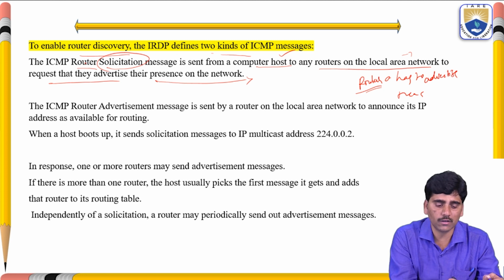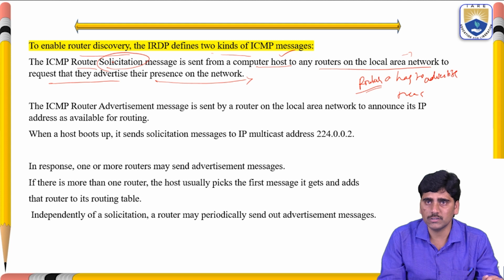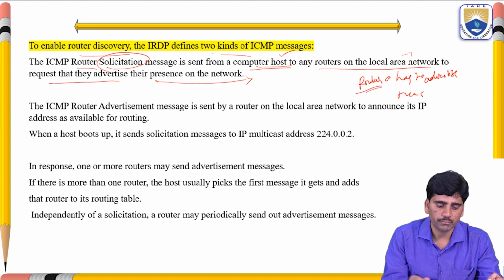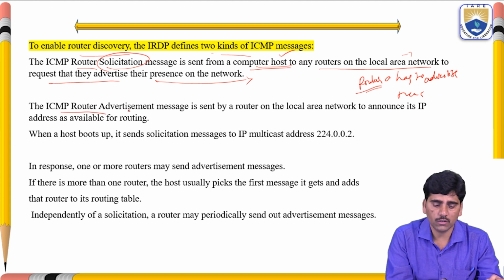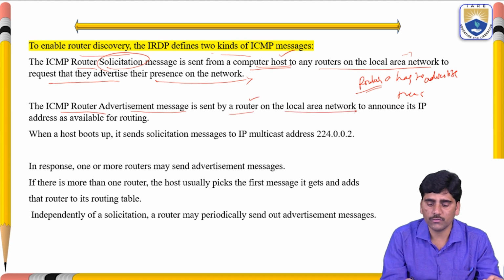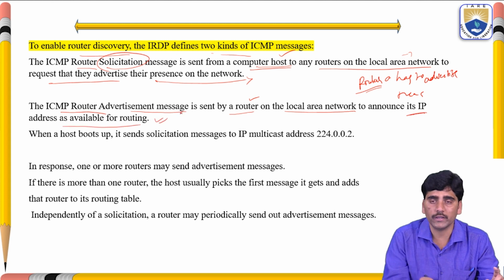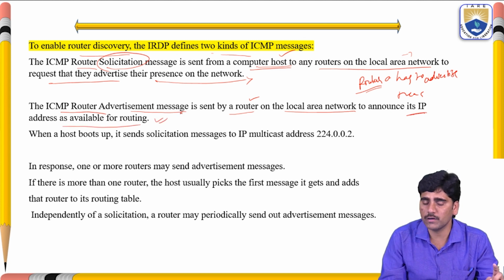So the request message is sent from the computer host to the routers. For what purpose? The routers have to advertise themselves, presenting themselves on the network. And then there is the ICMP router advertisement message. The router advertisement message is sent by the router on the local area network to announce that its IP address is available for routing.